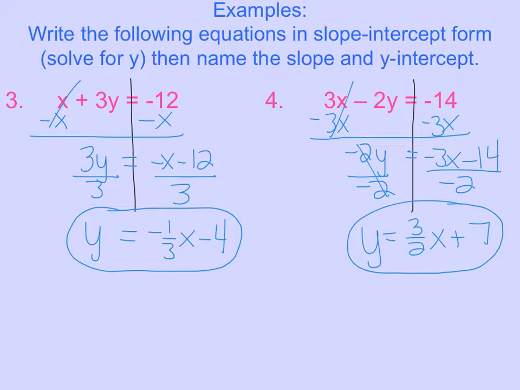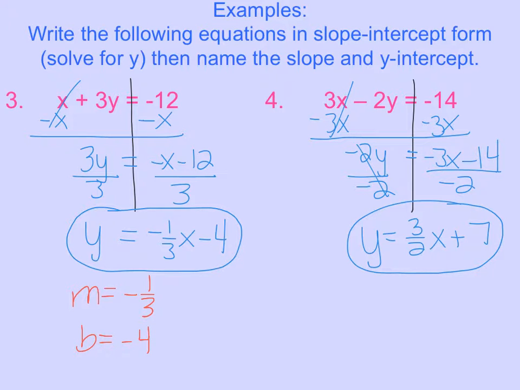Okay, so for example 3, to solve for y, you should have first subtracted your 1x and then divided by 3. So you should have had that -1/3 x minus 4 and solved for y. So as we go to identify m and b, m is again your coefficient, which here is -1/3, and b is not just the 4 again, it's the -4, keeping that sign in front of your constant.